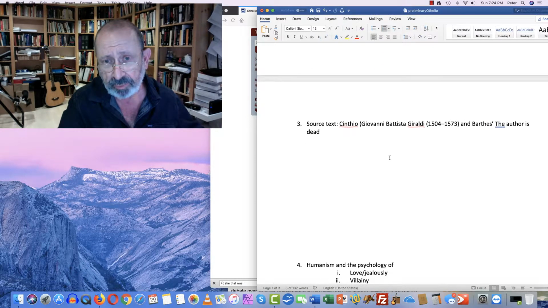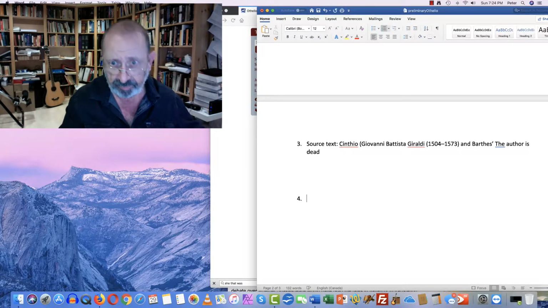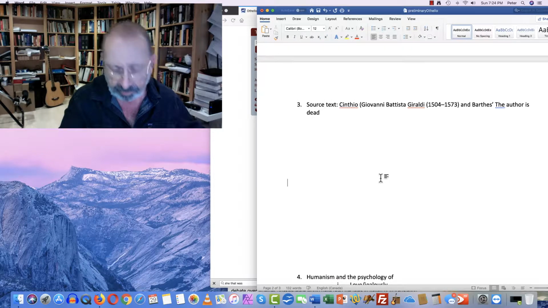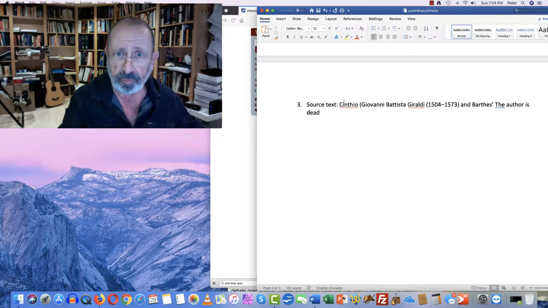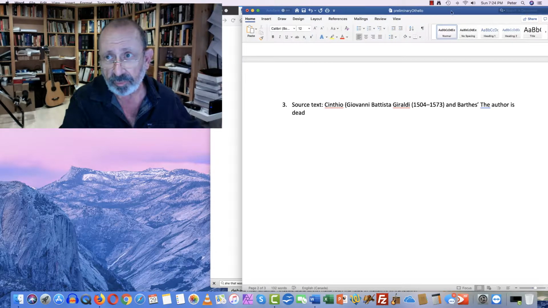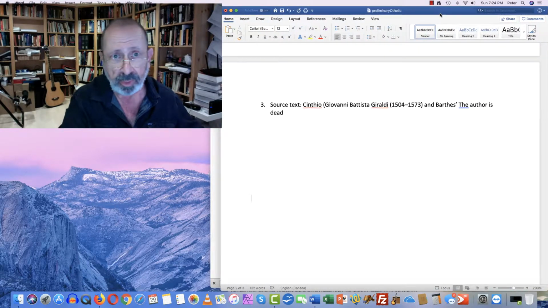Now, I come to something called the source text. And source texts are, especially in Shakespeare's day, plays from which Shakespeare derived his plot. And you need to understand that in Shakespeare's day, plagiarism didn't mean what it means today, and that authors often borrowed and reworked various plots.